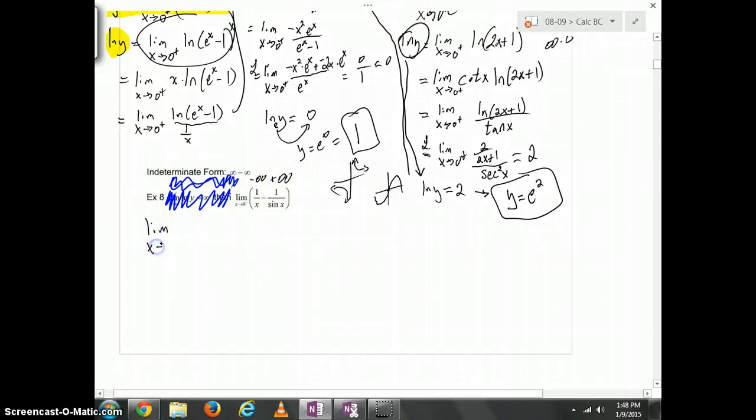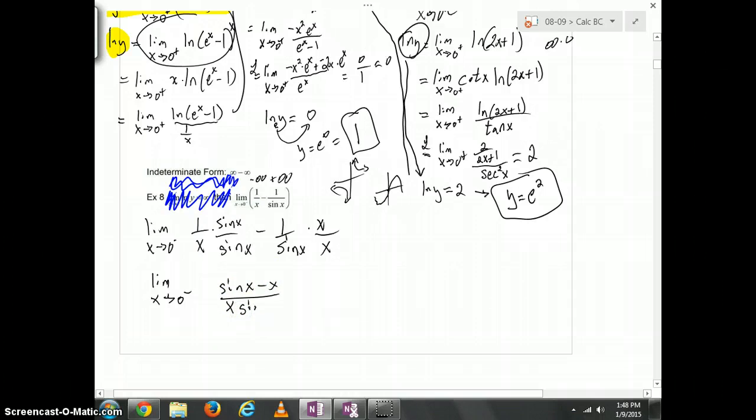Suffice it to say, what we need to do is get a common denominator. What's driving this whole lesson is we need to have fractional forms to be able to use L'Hopital's rule. Getting a common denominator, I think we could quickly see that thankfully this becomes sine of x minus x all over x sine of x. And if we were to plug in 0 now, we'd have 0 minus 0 up on top. Down below, we'd also have a 0, meaning we can use L'Hopital's rule.